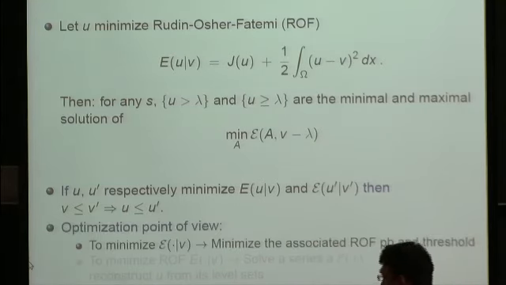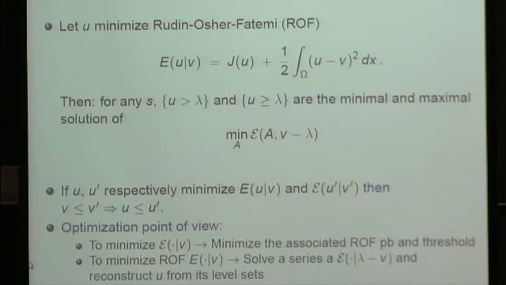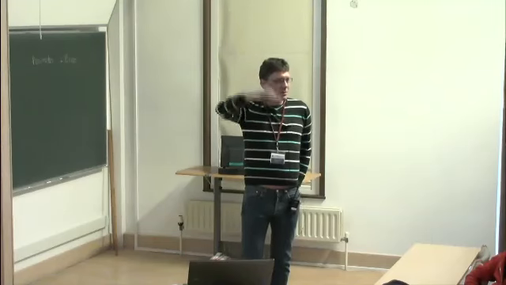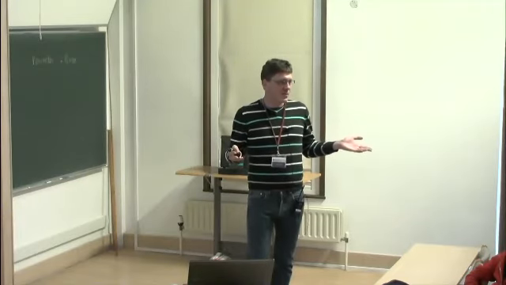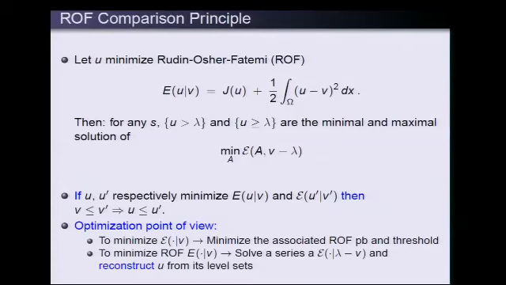So what can you do with that? Well, one thing is, if you have a geometrical problem, perimeter problem, then you can minimize TV, and then you threshold, and then you get your solution. But you can go backward. So to minimize the ROF energies, you're going to solve a series of perimeter problems. And every time you solve such a problem, you get one level set of your function. And if you do that for enough level sets, then you will reconstruct the function, because if you know all the level sets of your function, then you know the function itself. So this is what you're going to do.